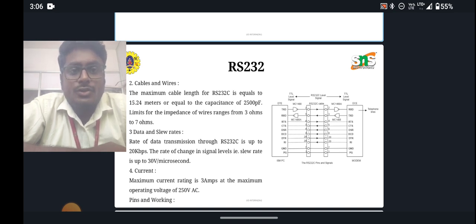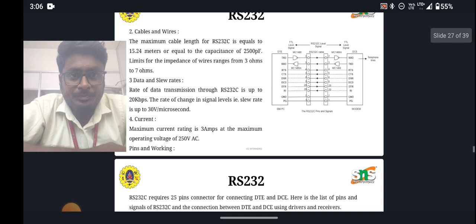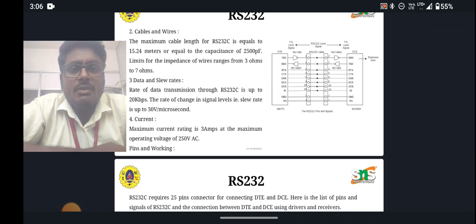In data and slew rates, the rate of data transmission through RS232C is up to 20 kbps. The rate of change in signal level, that is the slew rate, is up to 30 volts per microsecond. The maximum current rating is 3 amps at the maximum operating voltage of 250 volts AC.